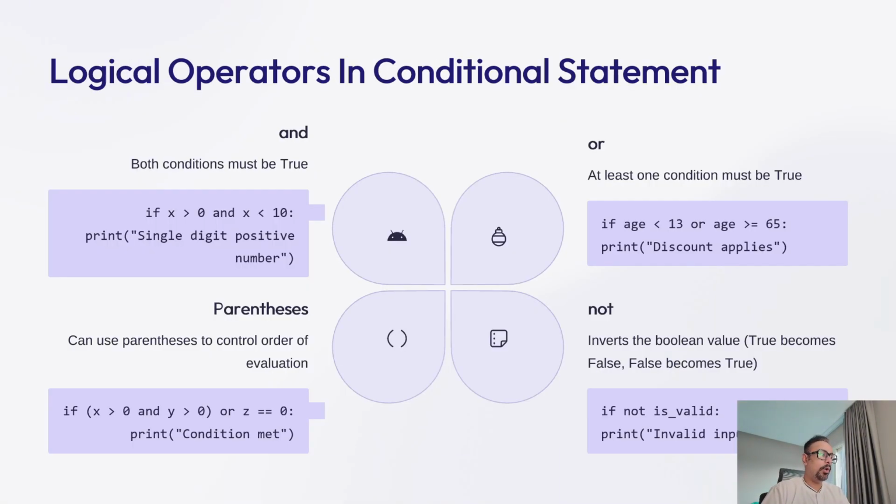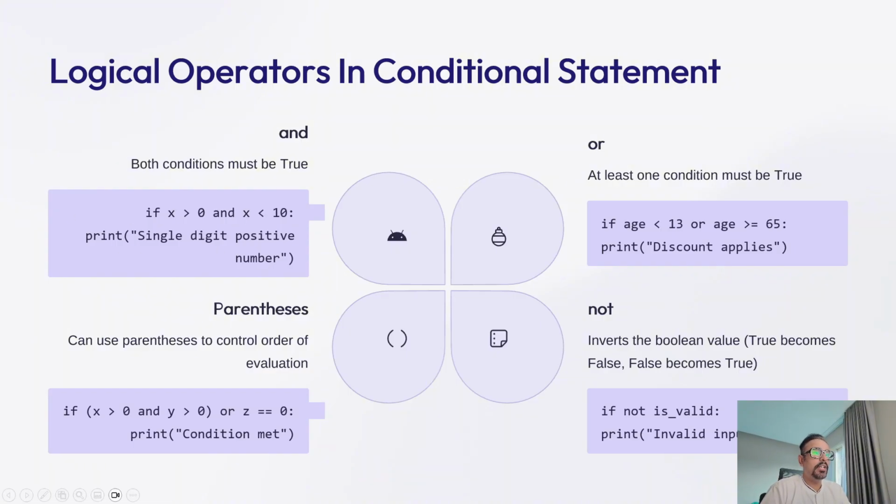Now let's talk about logical operators. Logical operators help you build more complex conditions by combining multiple Boolean expressions. The AND operator returns true only if both conditions are true. So if I say if x is greater than 0 and x is less than 10, then and only then it is going to give us the Boolean value as true.